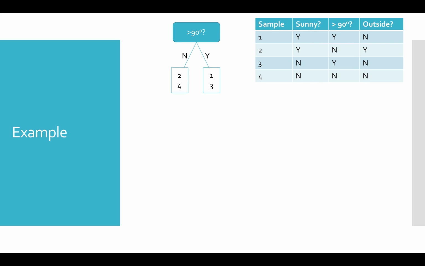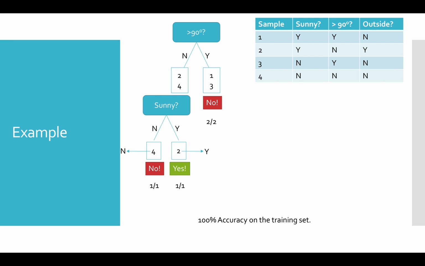If we start with 90 degrees, we have sample 2 and 4 and samples 1 and 3 separated. On the right-hand side, for samples 1 and 3, the labels are both no, so we can just say no and move on. On the left-hand side, we're getting 50% accuracy, so we should ask another question. The only other feature we can ask a question about would be sunny. With sunny, we now only have one sample on each side. So on the no side, we have sample 4, and on the right side, which is yes, we have sample 2. With this, we can predict no on the left side and yes on the right side, and we would get 100% accuracy on the training set.